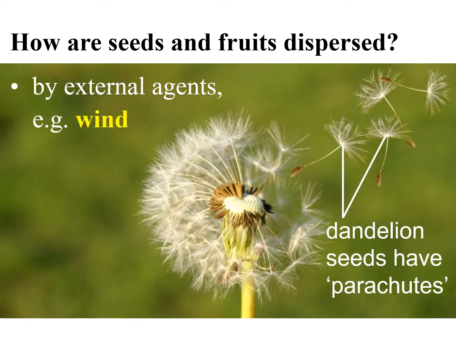Another example is by wind. So plants such as the dandelion, when the wind blows by, they will follow the wind and fly on the wind and go further away from the parent plants. This is also a method of fruit or seed dispersal.